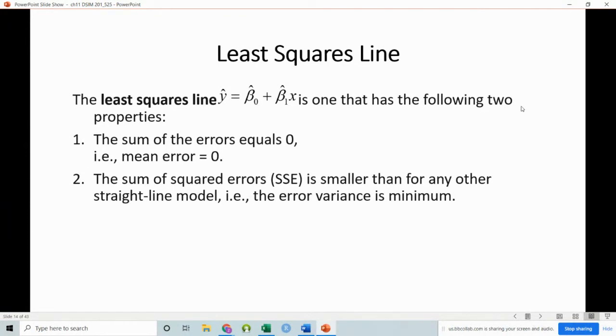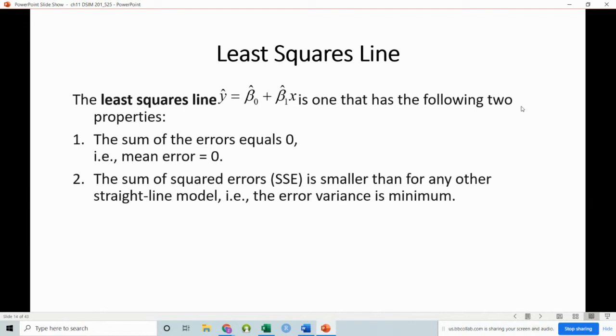So the least squares line is one that follows these. The sum of the errors equals 0, or the conditional mean error is equal to 0. We're talking about the error term. So what this is, we're estimating a line, right? And we are not assuming our estimate to be wrong, because why would we go about estimating something if we thought it was going to be wrong, right? So we are assuming there is no error in our model. Hence, why it is one of the least squares assumptions.